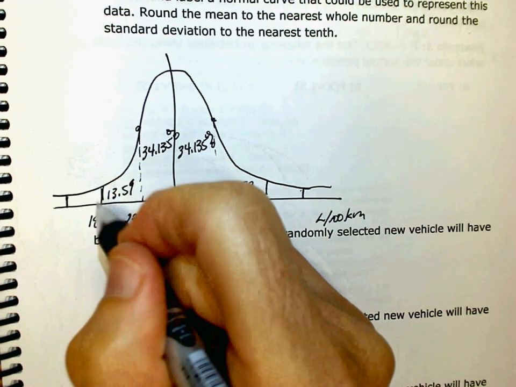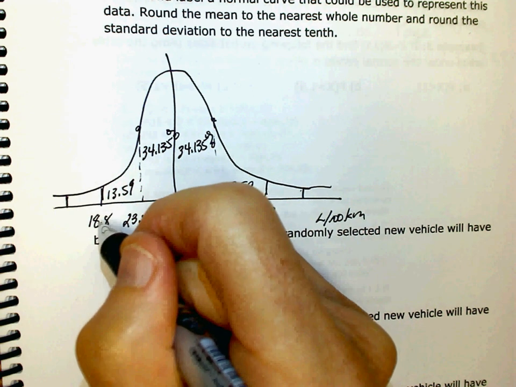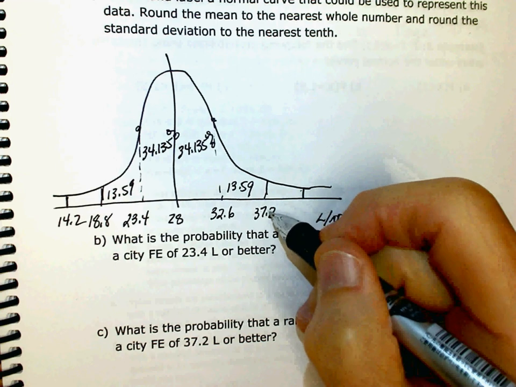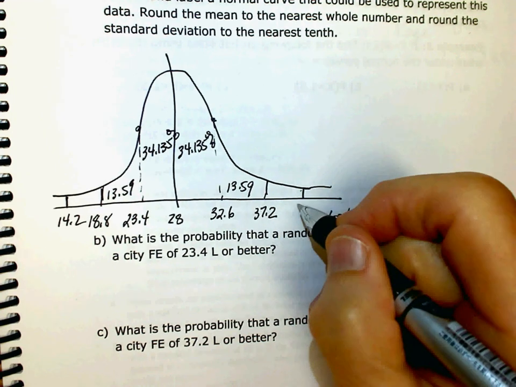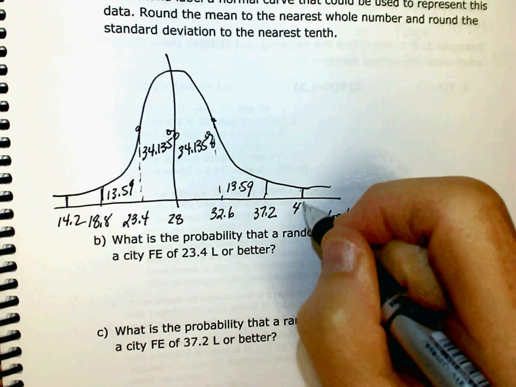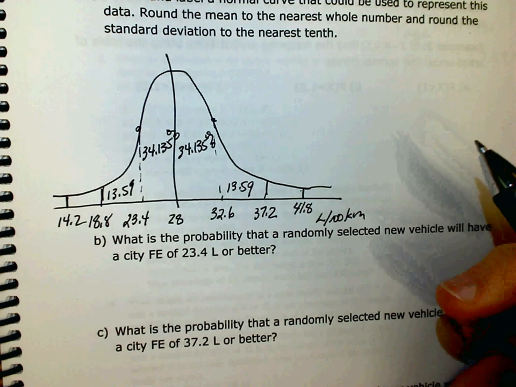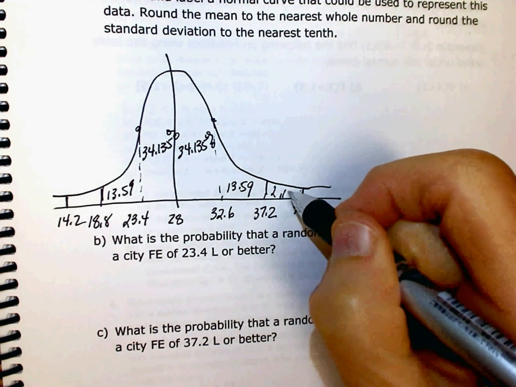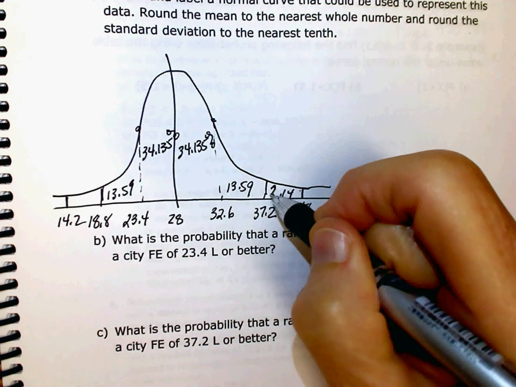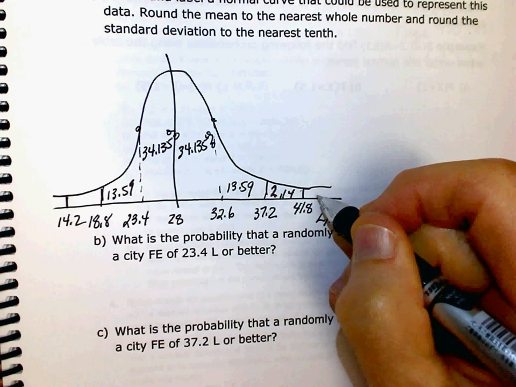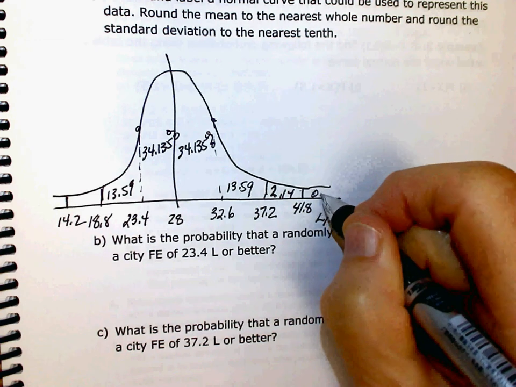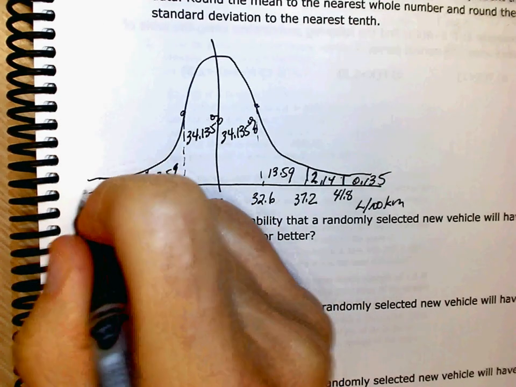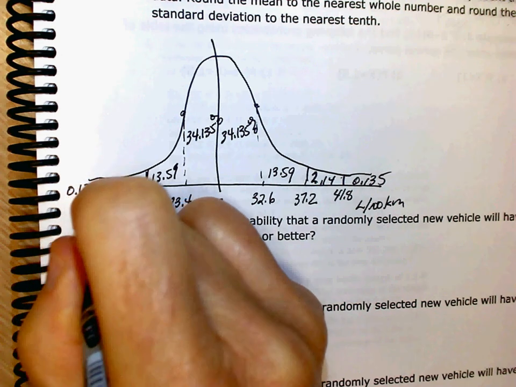Now we're going to go up another standard deviation and down another standard deviation. 18.8 minus 4.6 is 14.2. 37.2 plus 4.6 is 41.8. And so here we had 2.14, and here we had, I believe, 0.135. And similarly on this side, 0.135. And this is 2.14.